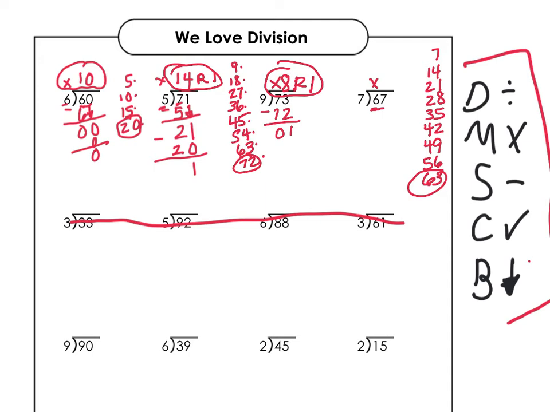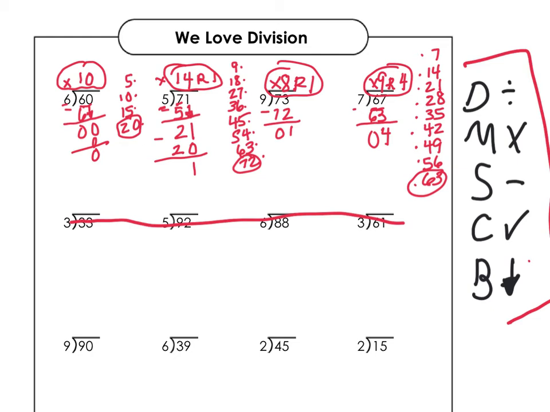So 63 was how many sevens? 1, 2, 3, 4, 5, 6, 7, 8, 9. Put your 9 on top. Then I do my times. 9 times 7 was 63, we said. Then I'm ready to subtract. 7 take away 3 is 4. 6 take away 6 is 0. 7 does not go into 4. I'm all done. So my remainder, or my leftovers, is 9, remainder 4.